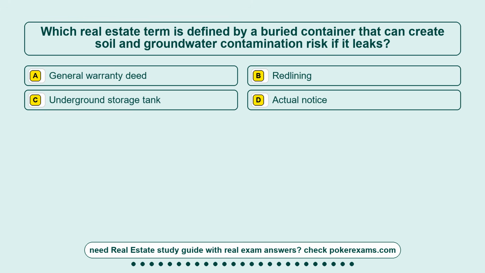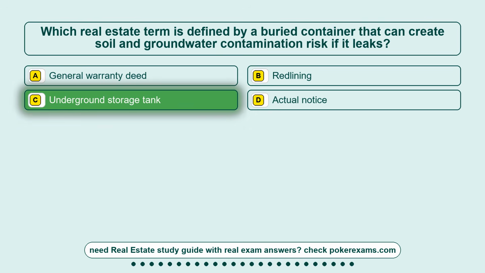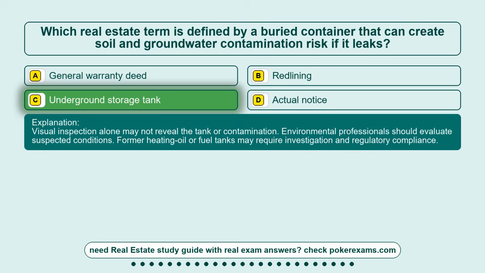Question 15. Which real estate term is defined by a buried container that can create soil and groundwater contamination risk if it leaks? Option A. General warranty deed. Option B. Redlining. Option C. Underground storage tank. Option D. Actual notice. The correct answer is option C. Underground storage tank. Visual inspection alone may not reveal the tank or contamination. Environmental professionals should evaluate suspected conditions. Former heating oil or fuel tanks may require investigation and regulatory compliance.